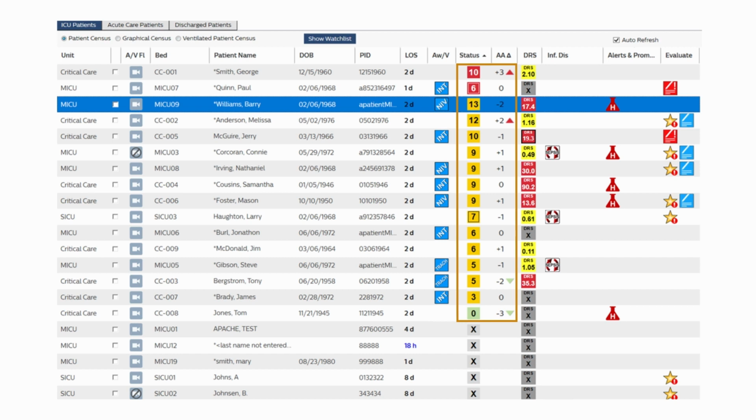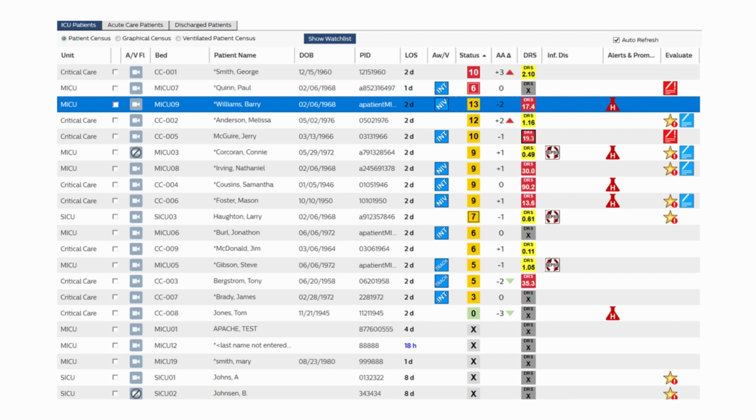The patient census screen also displays the difference between a patient's current acuity score and their rolling average acuity over the last 12 hours, indicating whether the patient has improved or deteriorated. Color coding highlights the patients most in need of her attention, red being the most in need.